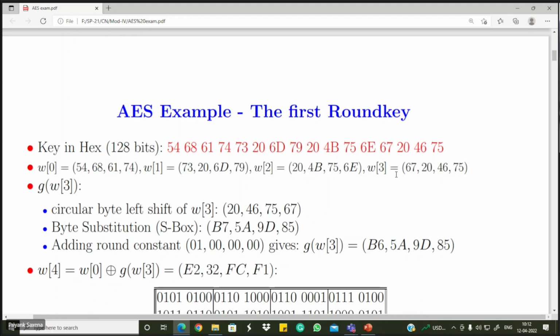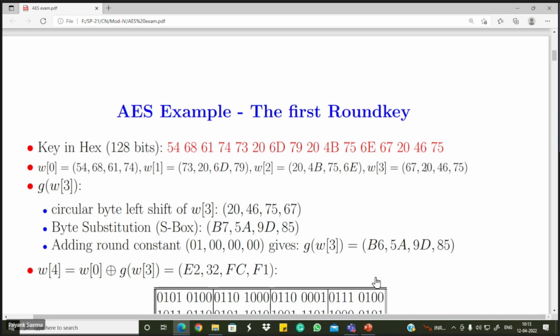And then for round 1, we have to generate the key. So how will we generate the key? The new key will be generated from this key. For the next round, the key will be generated from this only. So how will we generate it? There are some fixed operations. We perform a circular left shift of W3 by 1. So this is all fixed.